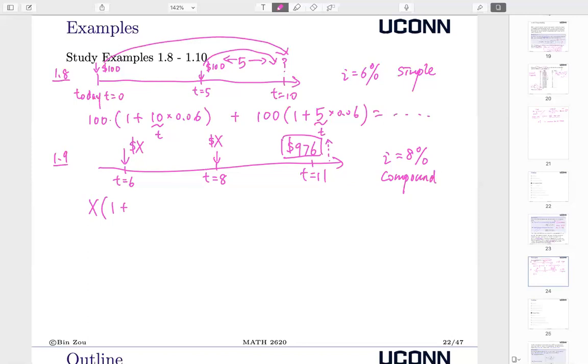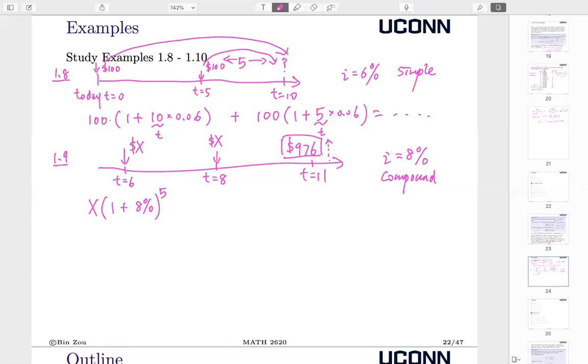Okay, because it says it's the annual effective interest rate, and let's assume it's compound, because usually that's the default meaning. If the question says it's simple interest, then you use simple interest. Otherwise, you just assume it's compound. So the interest rate is 8%. The first investment spans 5 years, from 6 to 11.